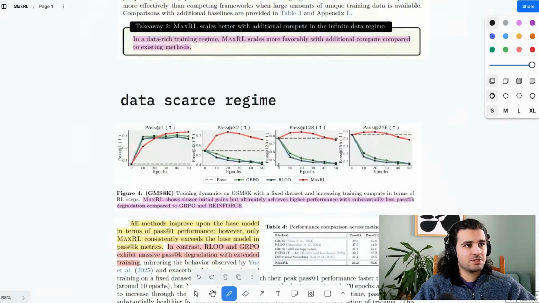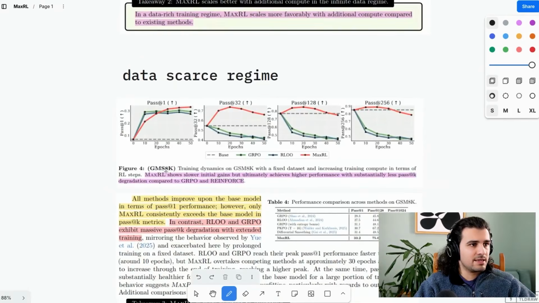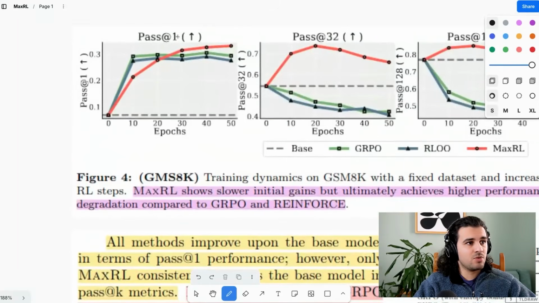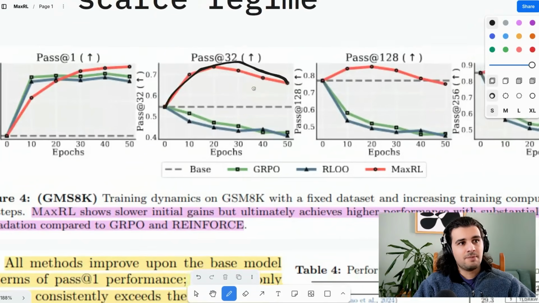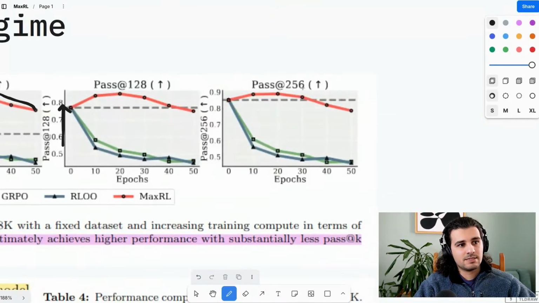In a data scarce regime, where you can't explore forever, this is the GSM8K. What we're seeing here is that there is improvement over a large number of epochs, and this is at pass at 1. So the pass at 1 is improving well. At 15 epochs, it's better than grpo and RLOO. At pass at 32, it's better than everything. At pass at 32, you see the base is starting to creep up. But still, the top performance of MaxRL is better than base at 256. That's what it means here.